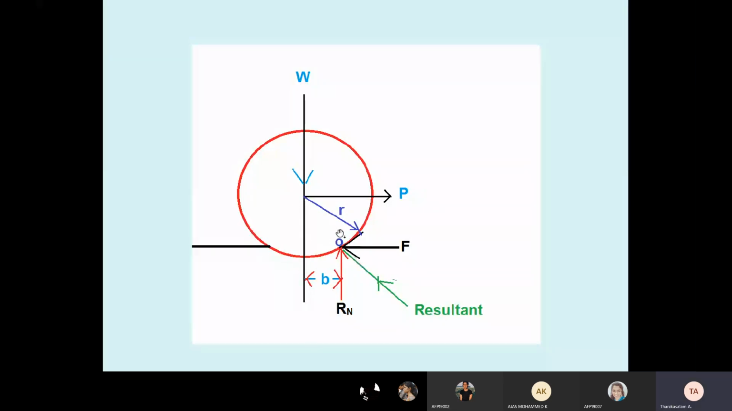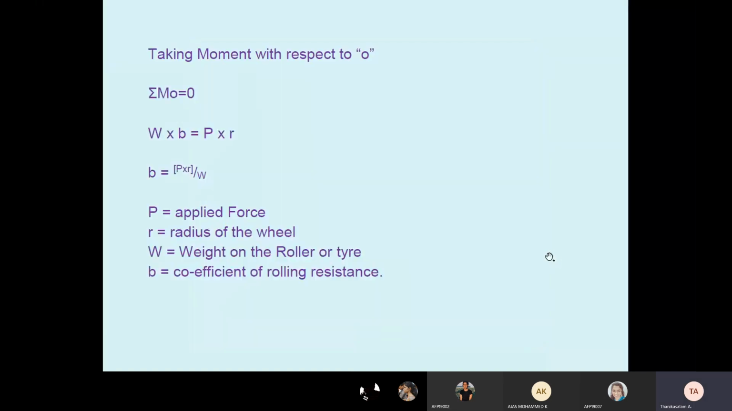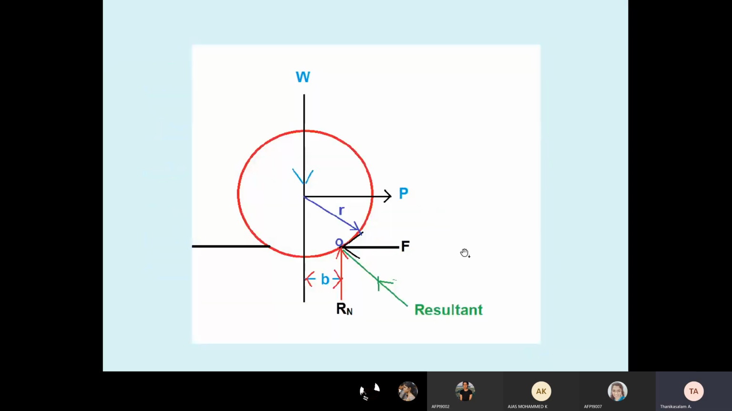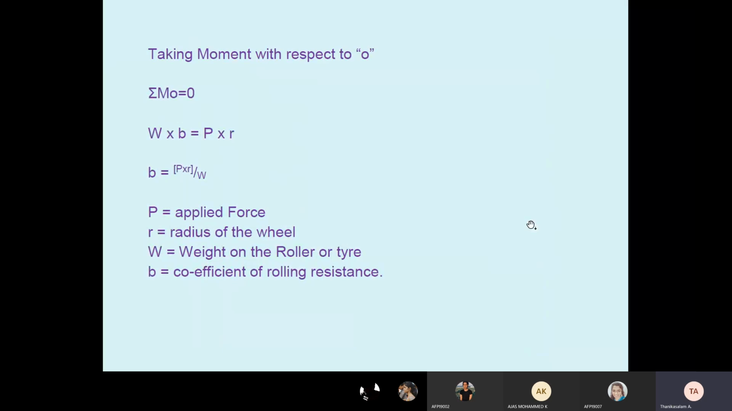So I'm taking my moment with respect to O. Students, with respect to O. For the equilibrium condition, I'm taking moments. Therefore, M_O equal to 0. So clockwise moment equals anticlockwise moment. What is the clockwise moment? P into r, clockwise. Anticlockwise, W into b. Therefore, P r equals W b, so b equals P into r divided by capital W. Here b is the coefficient of rolling resistance and P is the applied force. So you have to remember this formula for the coefficient of rolling resistance.